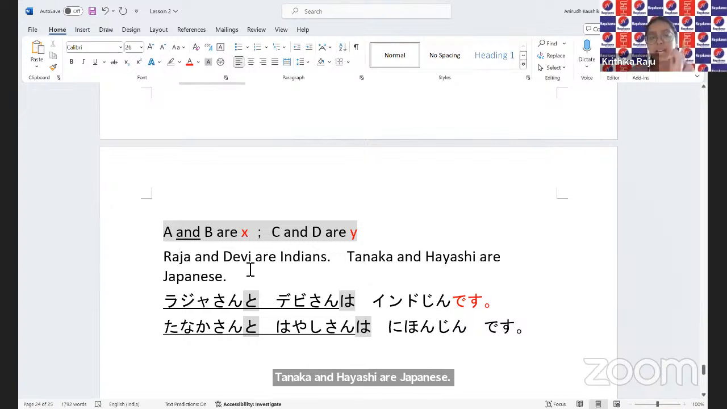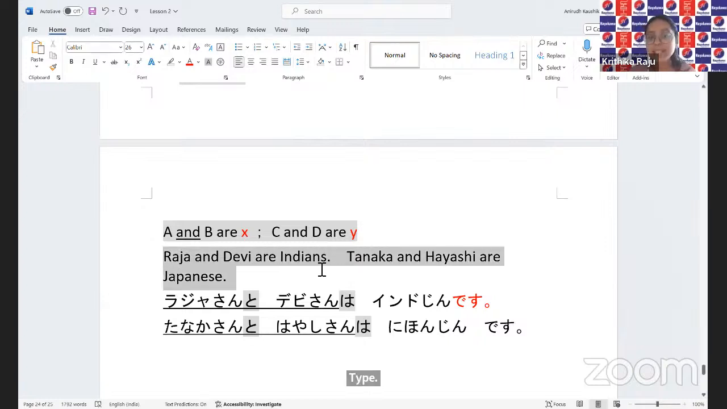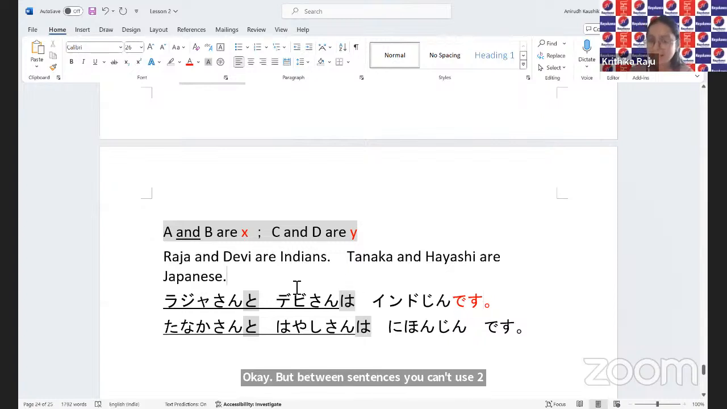So between Raja and Devi, how do you say and? To. Between Tanaka and Hayashi? To. Once again, it is to. Okay, but between sentences, you can't use to. You use the conjunction de. All right, now can you all try this sentence? Words are all familiar. Simple sentences. The idea is you put them together.